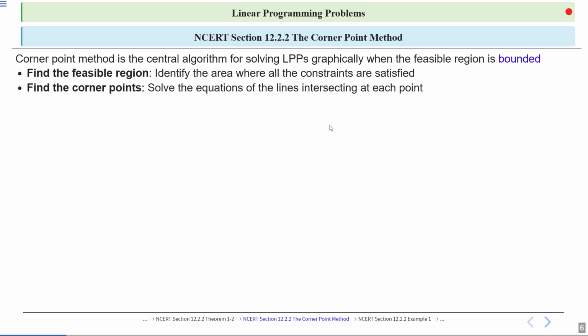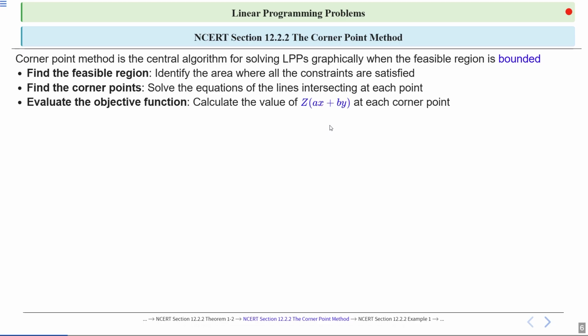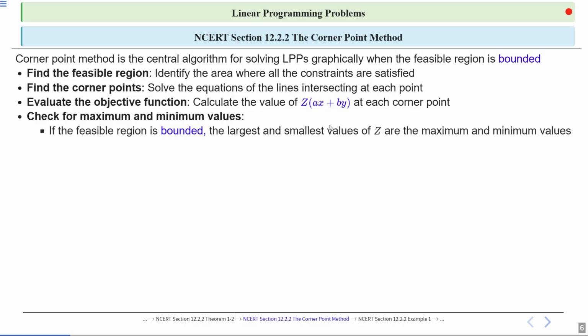To find corner points, solve the intersecting line equations. Each corner point is where two boundary lines meet. Use the substitution or elimination method to find the coordinates. To find the optimal solution, calculate Z equals ax plus by at each corner point of the feasible region. When the feasible region is bounded, the maximum or minimum values of Z occur at the vertices. So the largest and smallest values of Z are the maximum and minimum values.